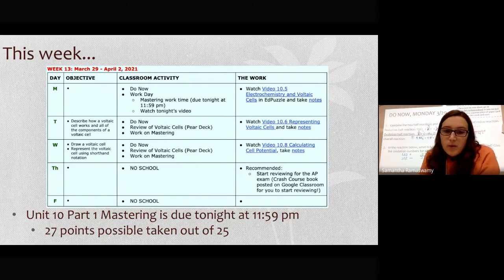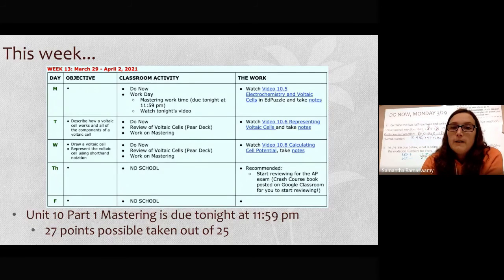27 points possible, but I take it out of 25. So your score on Mastering, if it says you have a 95.2%, that is 95% of 27. I will be taking it out of 25. So if you have 100% on Mastering, you have a 27 out of 27, which means in PowerSchool, you will see it as a 27 out of 25.